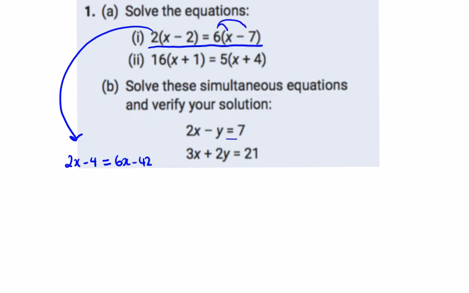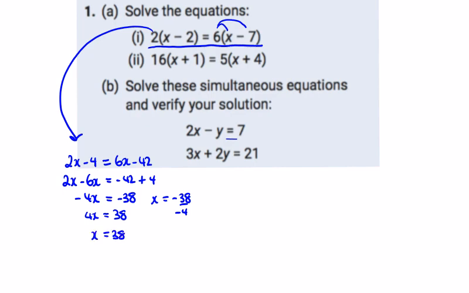You could bring the 2x to the right, but if we just stay consistent with what we do, we can do the same thing every time. Minus 42 plus 4. So we're going to get minus 4x equals minus 38. We could multiply by minus 1 and just say that 4x will be equal to 38. Or we could just bring minus 4 over and have x is equal to minus 38 over minus 4. Whatever you choose. So x is equal to 38 over 4. x is equal to 9.5 in this case.